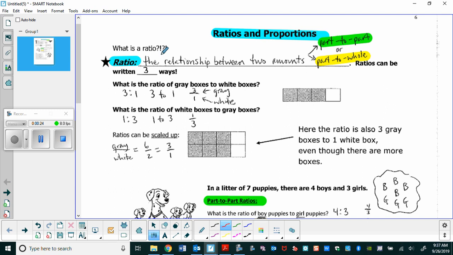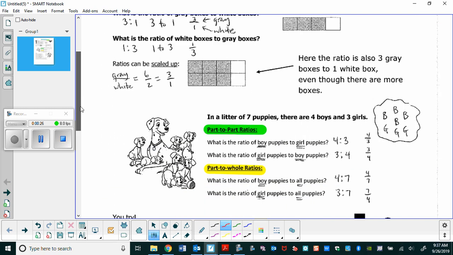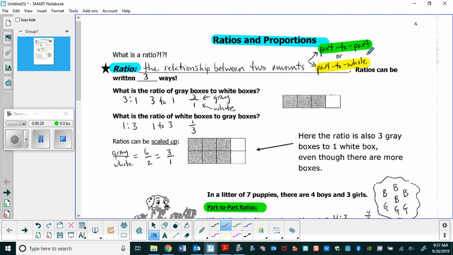And down below with this litter of puppy examples, I'm going to explain the difference in part to part and part to whole. But in general, a ratio is just a relationship between two amounts. Now, ratios can be written in 3 ways. And the 3 ways I have are right here, here, and as a fraction.